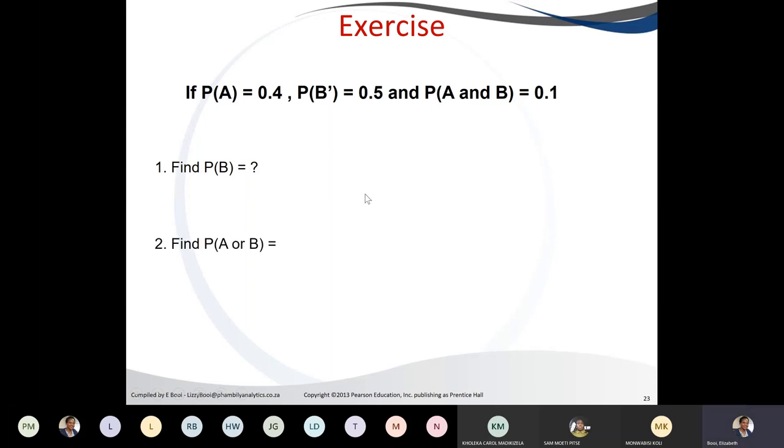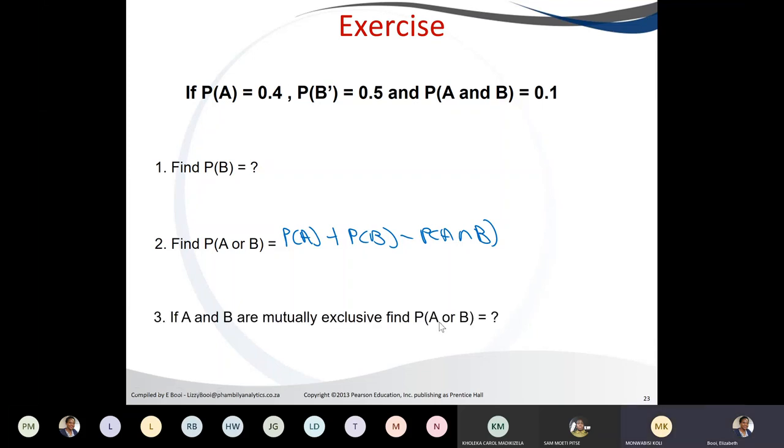Right, number two, you need to find the probability of A or B. And if you forgot the formula for the probability of A or B, remember it is the probability of A plus the probability of B minus the probability of A and B. Let's use an AND sign. And the last statement that you need to validate, if A and B are mutually exclusive, find the probability of B. And those are the three statements that you need to calculate during the break.